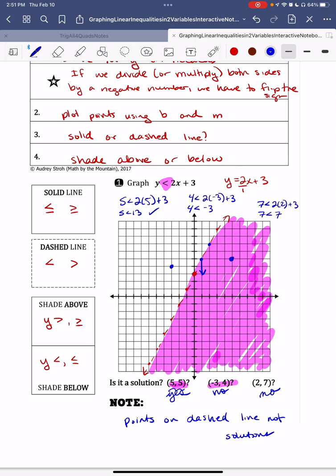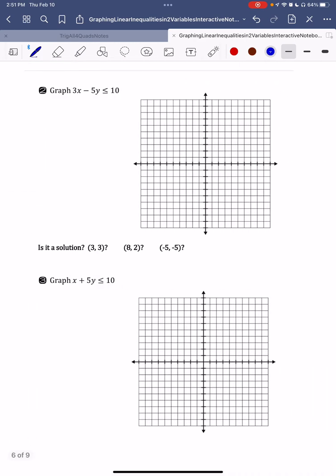Anyhow, let's turn our page. Okay, so we're going to do a couple of these examples here. Let's do this first one here, number 2. First step here is we are not in slope-intercept form, so we need to get that way. So we can start by subtracting 3x from both sides. So we'll have -5y is less than or equal to -3x plus 10.